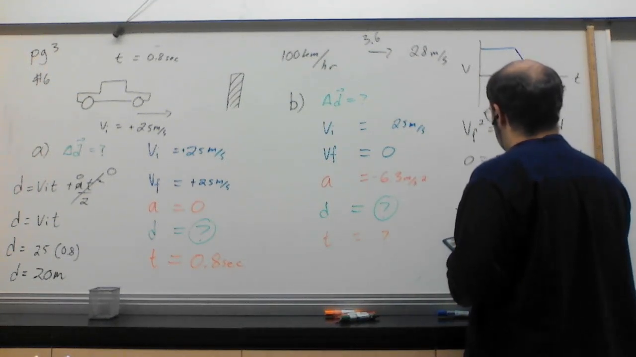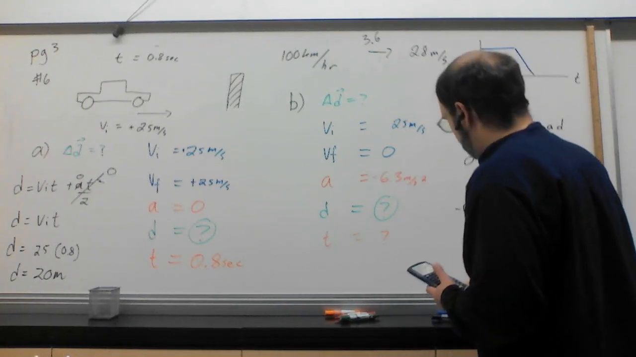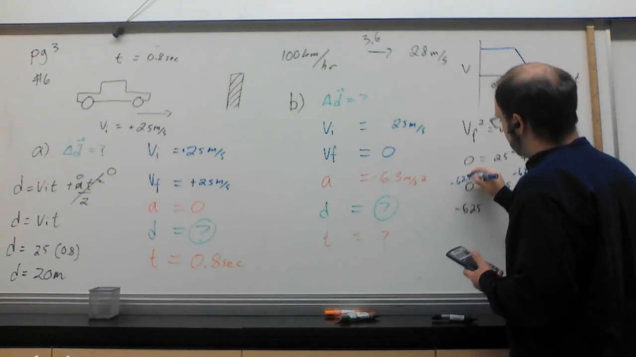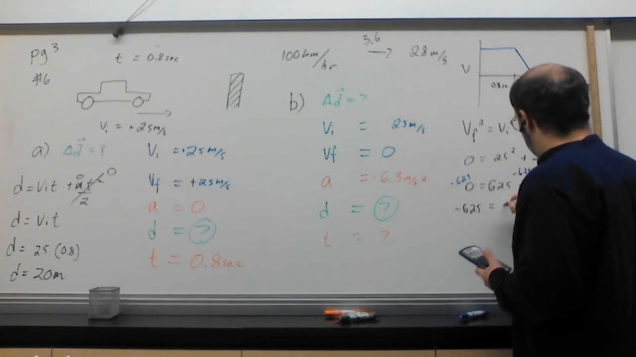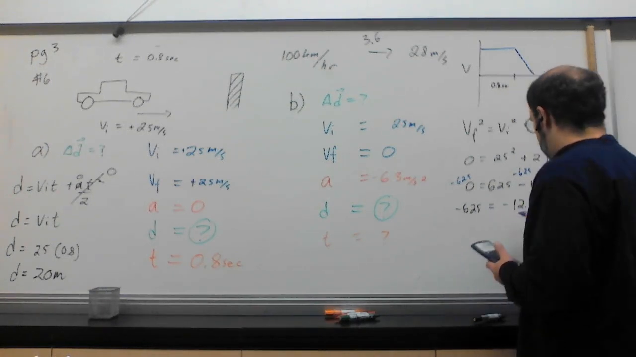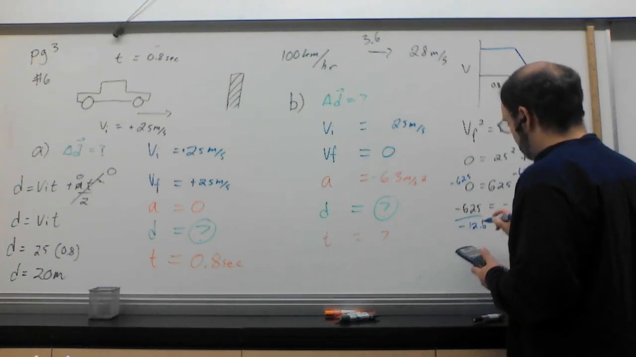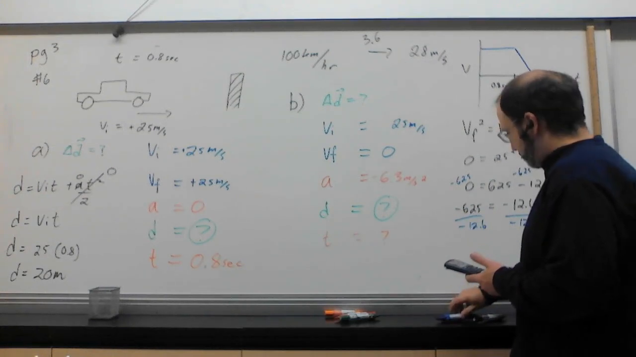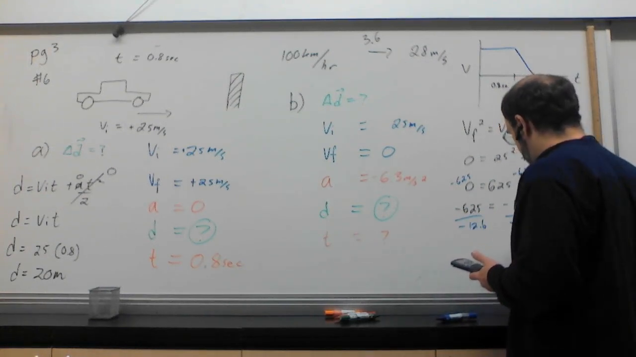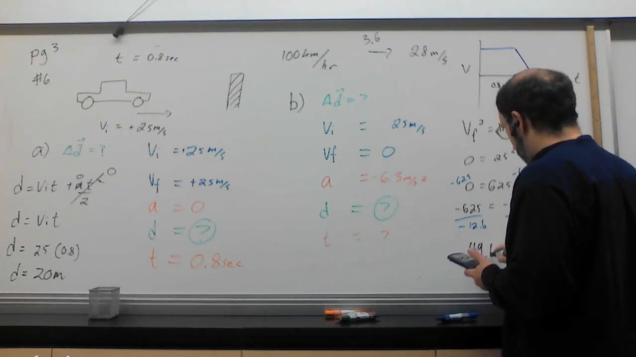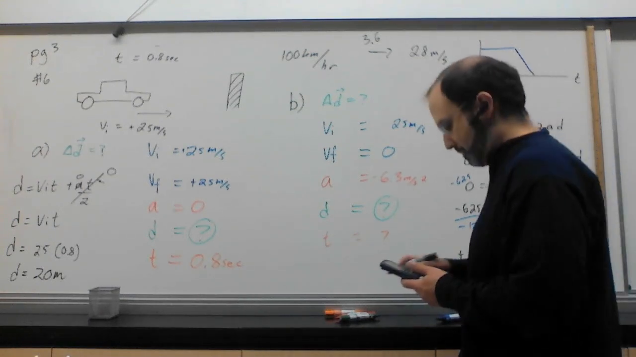So I move the 625 over to the other side, doing a little bit of algebra. So I'm going to subtract 625 from both sides. And that's going to equal negative 12.6d. Divide both sides by 12.6. The negatives cancel, and we're going to get a displacement of 49.6 meters going forward.